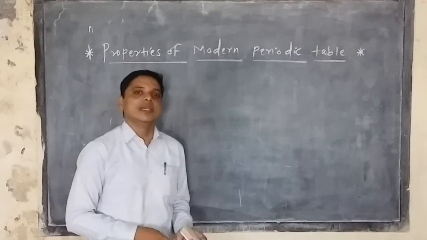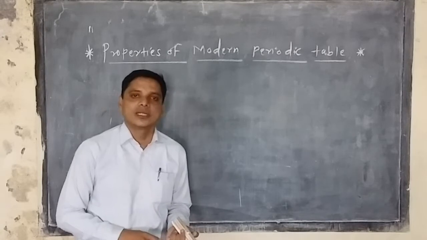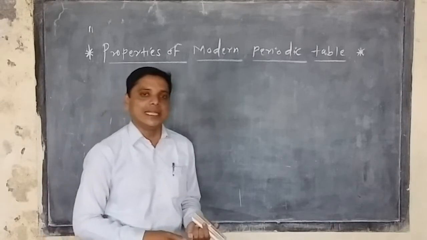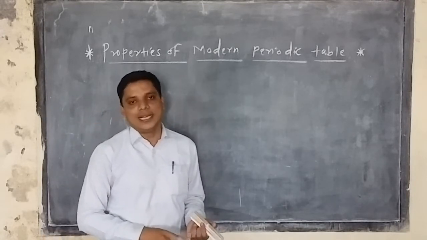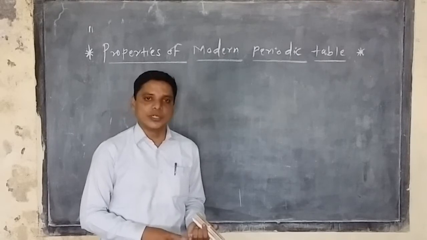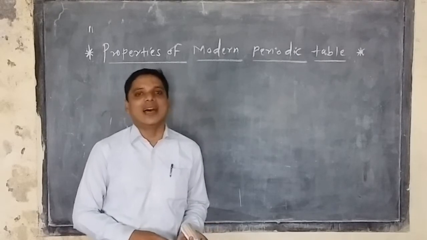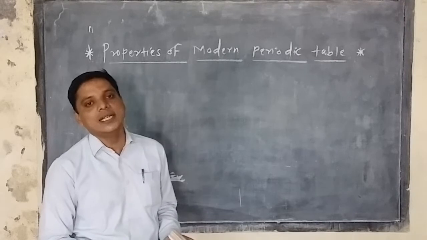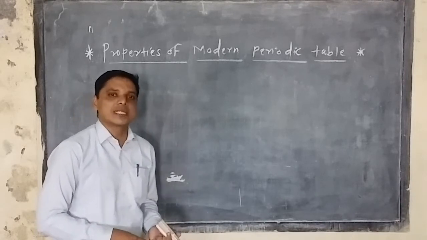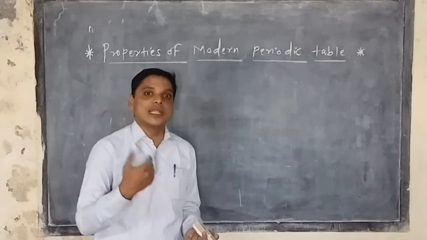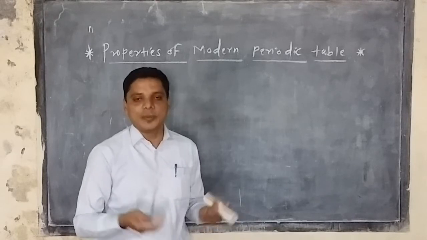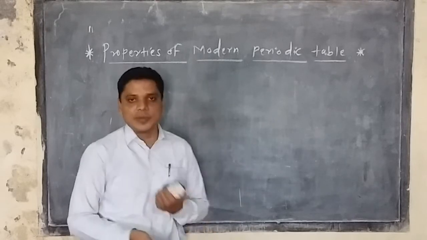The first one is ionization enthalpy. The second one is electron gain enthalpy. The third one is electronegativity. The fourth one is valency. The fifth one is atomic radius or atomic size. The sixth one is also there: the metallic and non-metallic characters present in the periodic table.